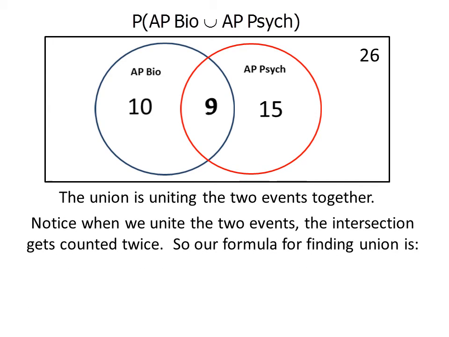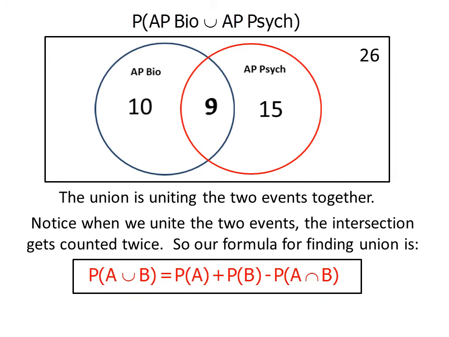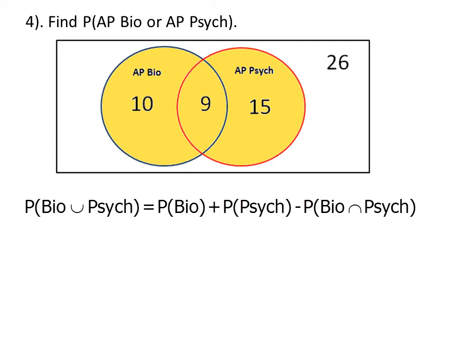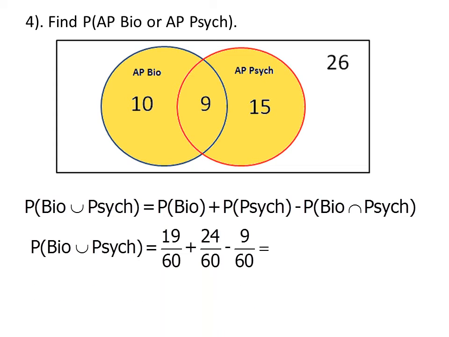Notice that when we unite the two events for the union, the intersection gets counted twice. So our formula for finding the union is the probability of A plus the probability of B, so we're combining the two events, but we're subtracting an intersection because the intersection gets counted twice. So this is what the union looks like when we put the two circles together. We have the probability of Bio plus the probability of Psych minus one intersection. So we have 19/60ths plus 24/60ths minus an intersection at 9/60ths for a total of 34/60ths.